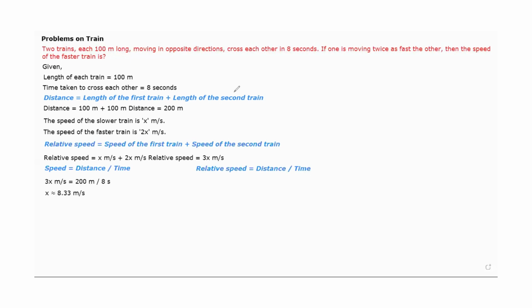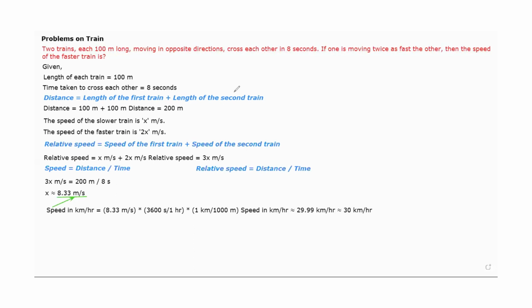x approximately equals 8.33 meters per second. The speed of the slower train is approximately 8.33 meters per second. To convert this speed to kilometer per hour, speed in kilometer per hour equals 8.33 meters per second into 3600 seconds by 1 hour into 1 kilometer by 1000 meters.